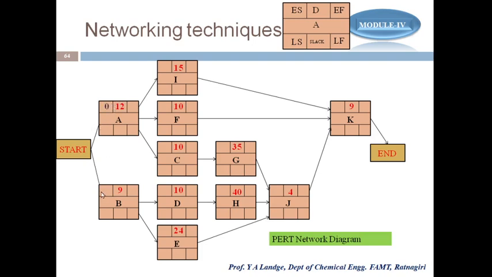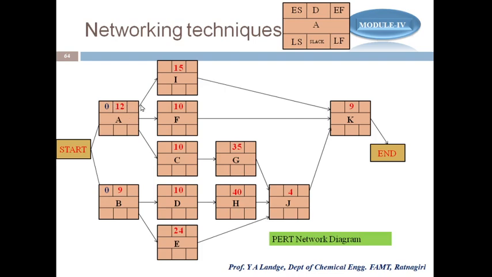So in this column 0, here also I put 0. Okay, similarly I have to know what is the earliest finish. Now for the earliest finish, what is the formula? The formula is ES plus D, meaning earliest start time plus duration. So I can calculate here.